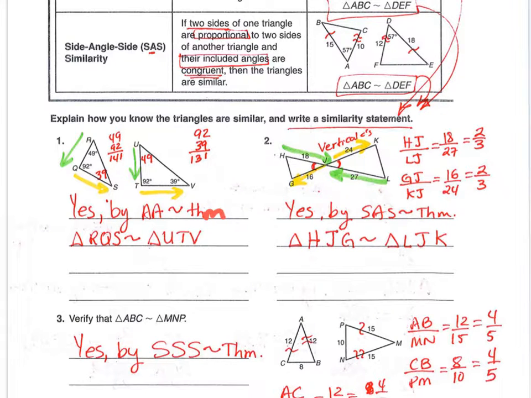So it doesn't matter how you set it up, as long as you're careful: one side of this triangle over the other side, and then you check one side of the other triangle over the other side. And then that should give you the same ratio. If it does, then you can say sides are proportional and the angles are congruent, so it's side angle side. Okay? Good questions. Number 3, let's move on to number 3.